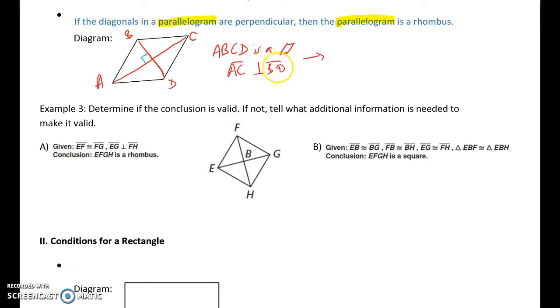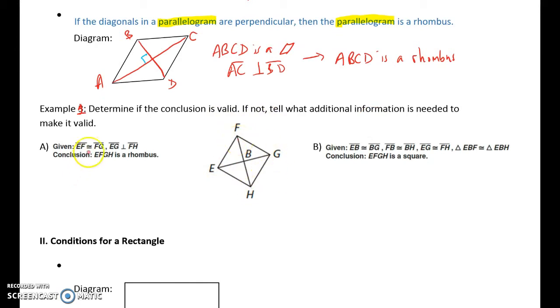Right? So we know that AC is perpendicular to BD, and then that tells me ABCD is a rhombus. All right, so let's take a look at this diagram right here. For example, this should actually say example 1. I don't know why that's a 3. So example 1, we want to determine if our conclusion is valid, and if not, tell what additional information we need. And we're going to use this quadrilateral EFGH for both A and B here.